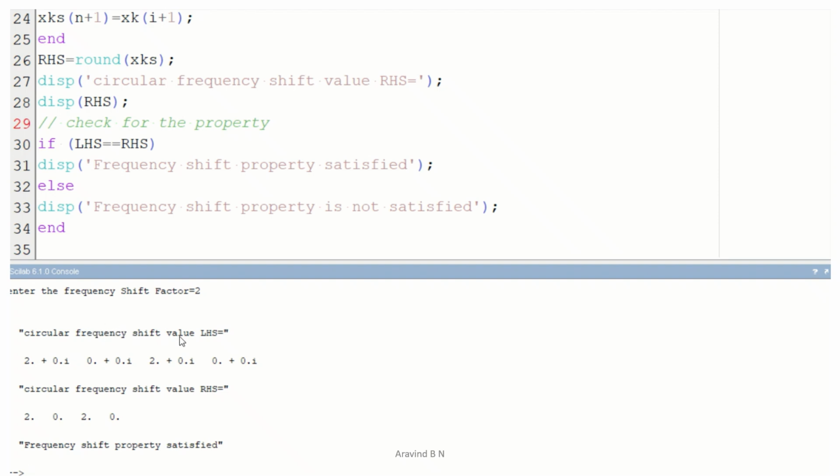The circular shift property value with respect to LHS that has been calculated is over here. With respect to RHS that has been calculated, it's over here. Then the frequency shift property is satisfied because both LHS and RHS have the same values.